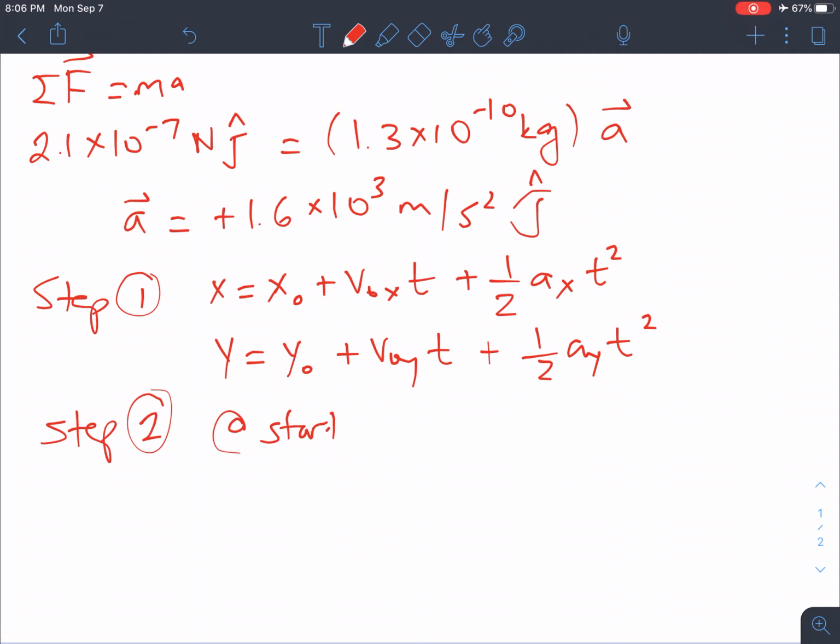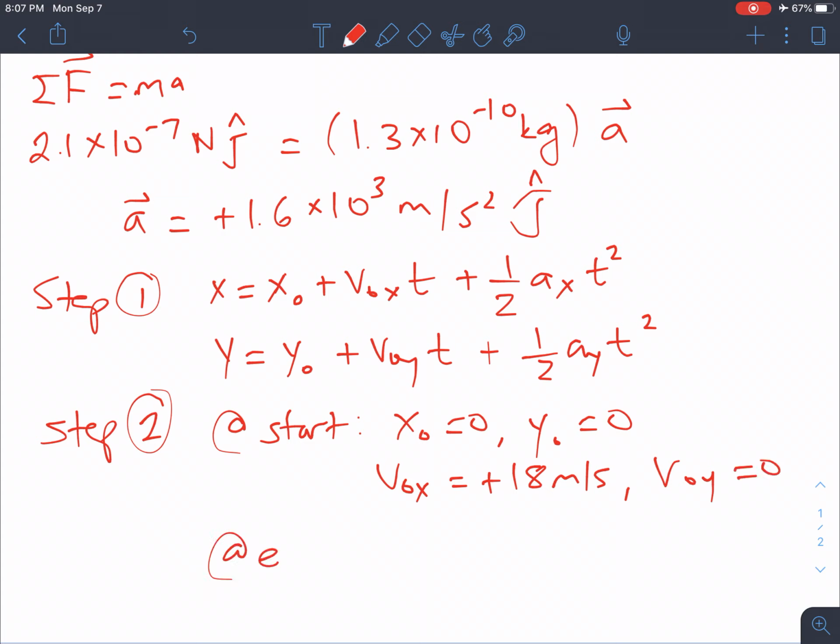What do we know? Do we know x0? Yes, we can take it as 0. Do we know y0? Yes, we can also take that as 0. We can start the charge at the origin as it's shown in the figure. And what else do we know? v0x is positive 18 meters per second as given, and you know that this is constant. And v0y, it doesn't have that, so it's simply 0.